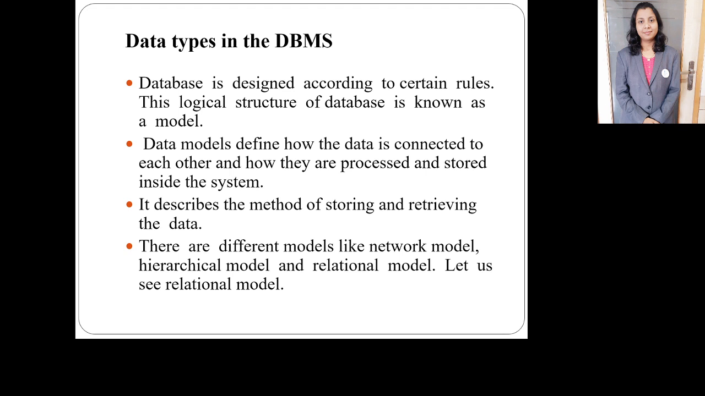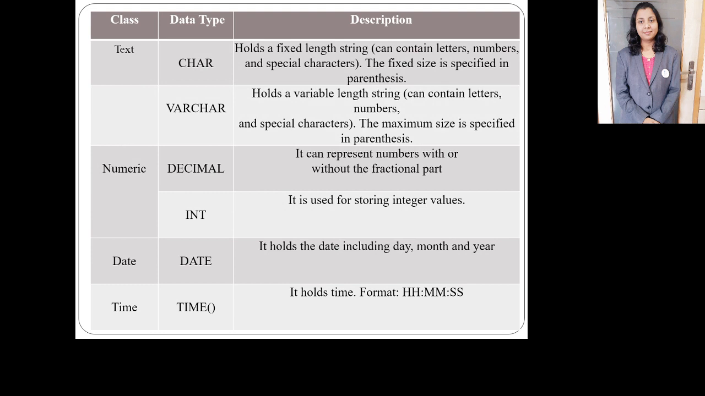It is a model that defines how the data is connected to each other in a database and how they are processed and stored inside the system of the database. So it describes the method of storing and retrieving the data. There are different data models like network model, hierarchical model, and relational model. So let us see the relational model in detail.